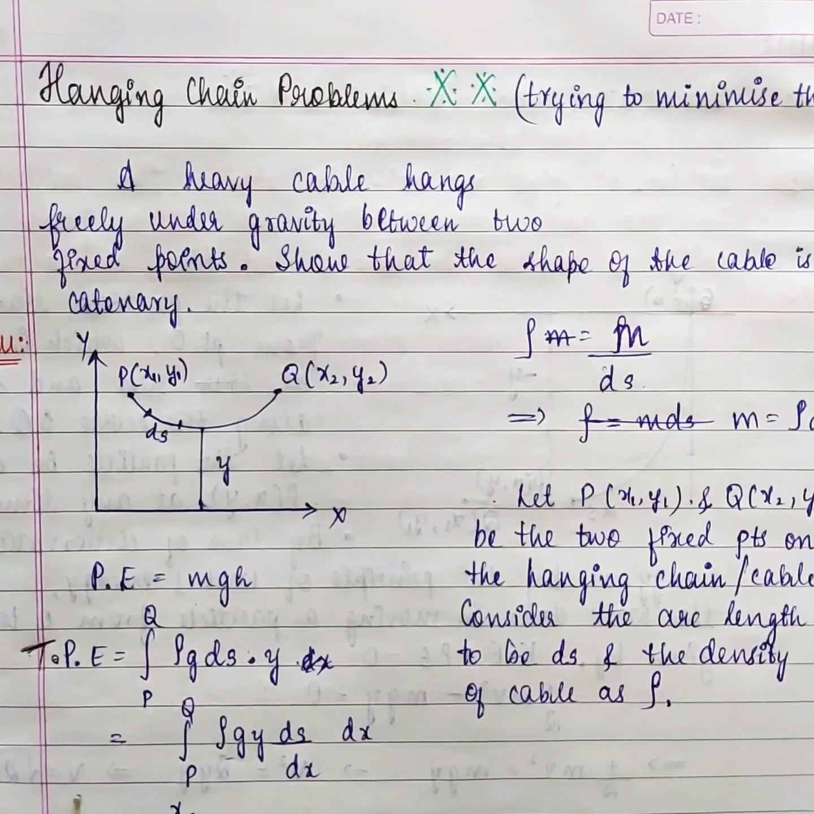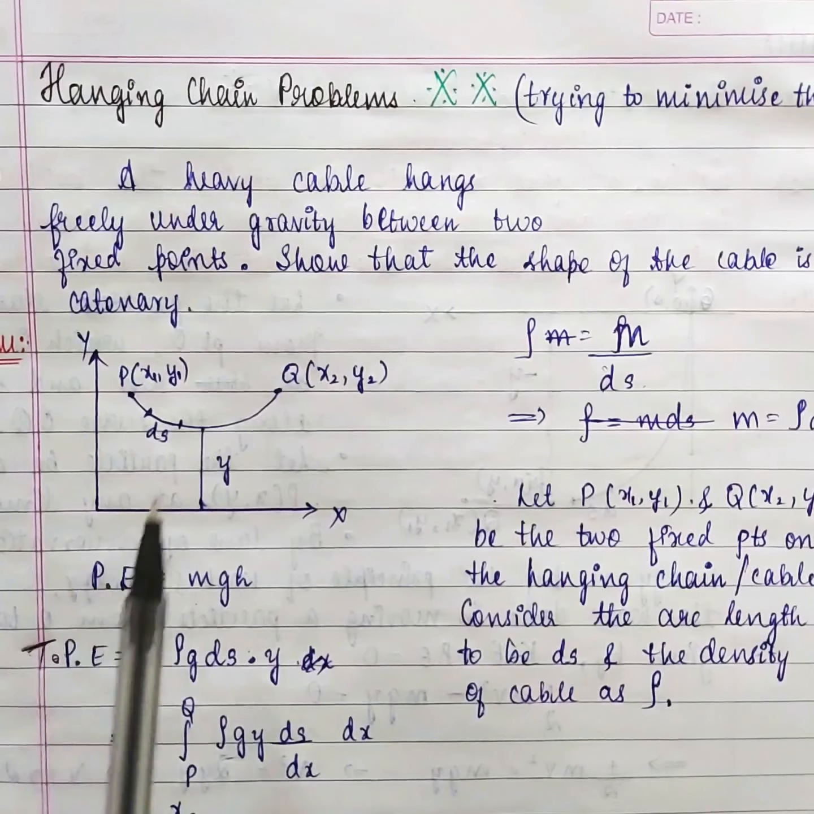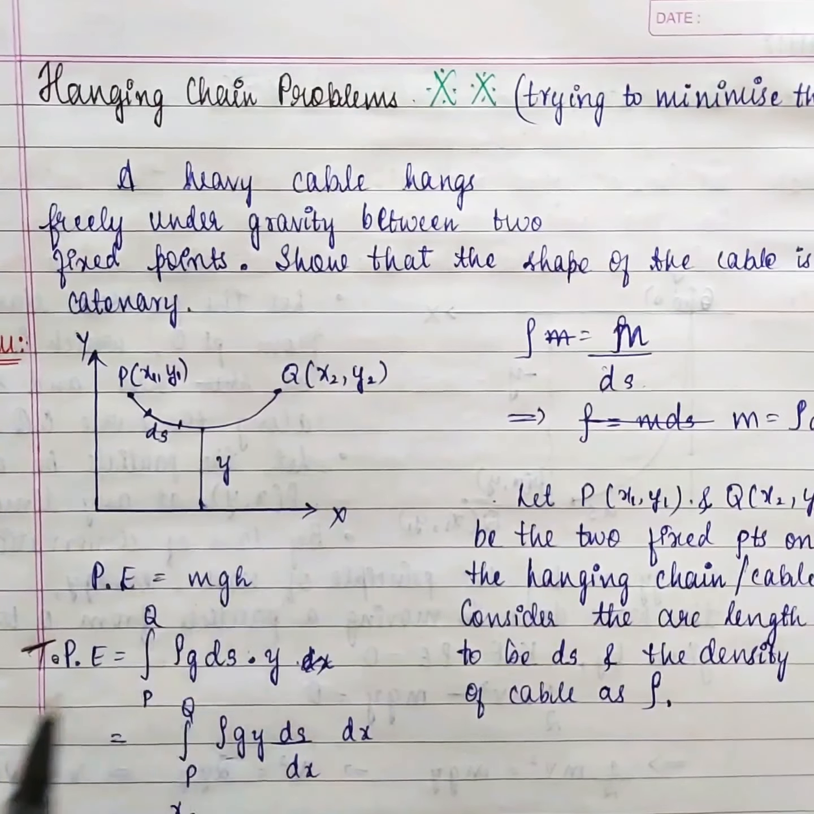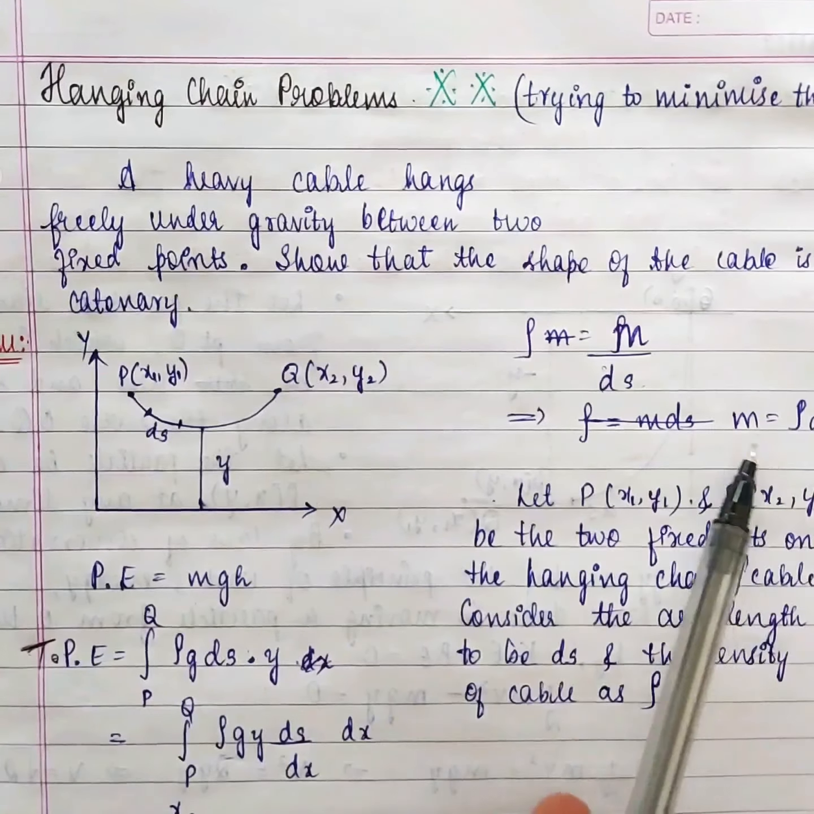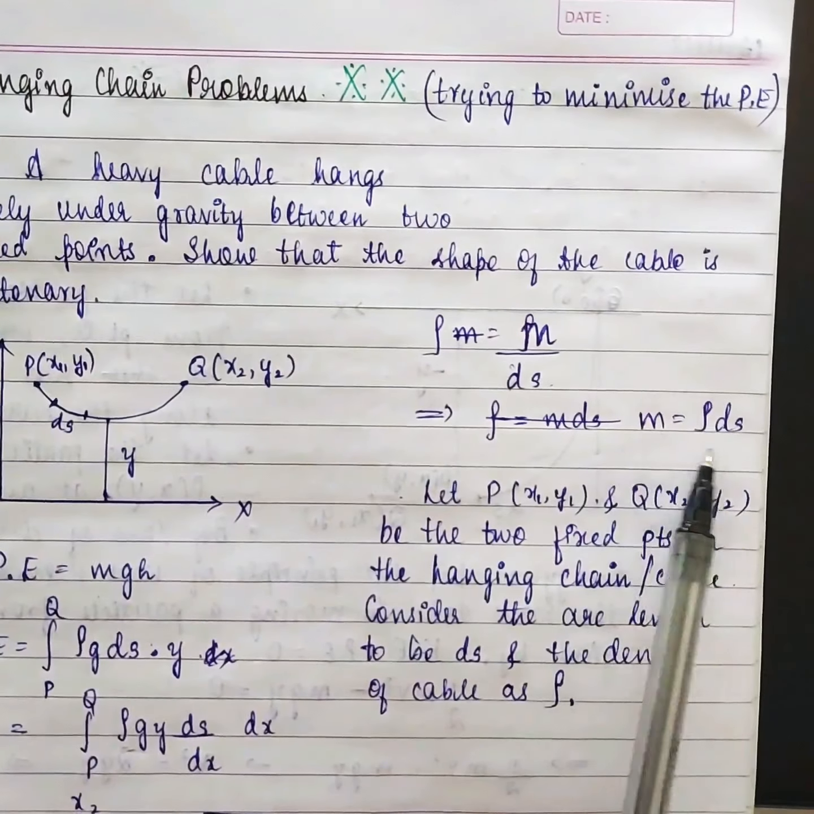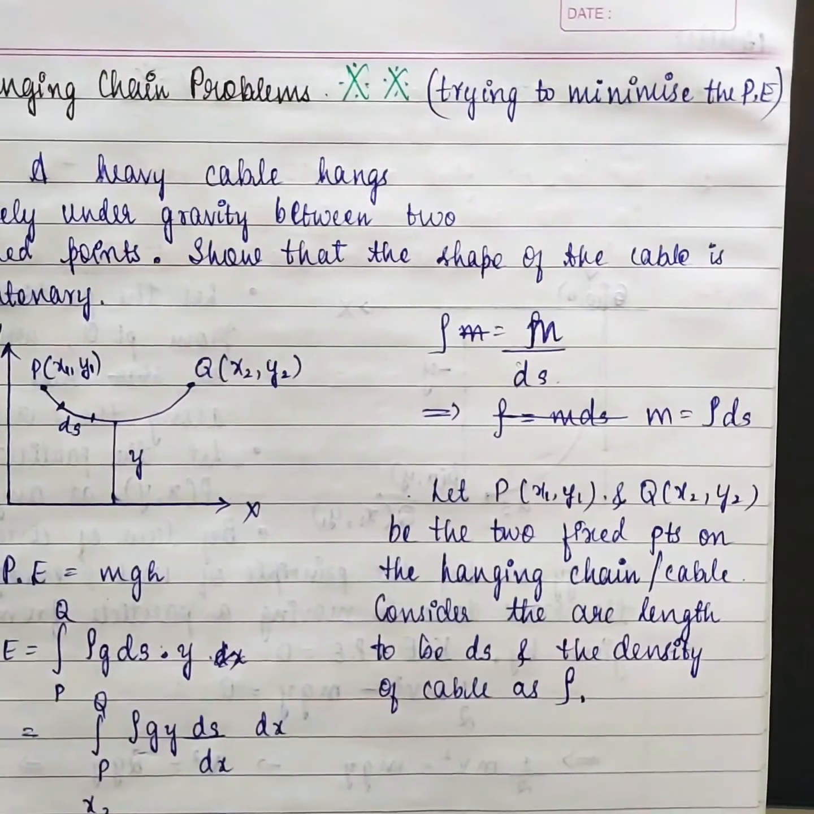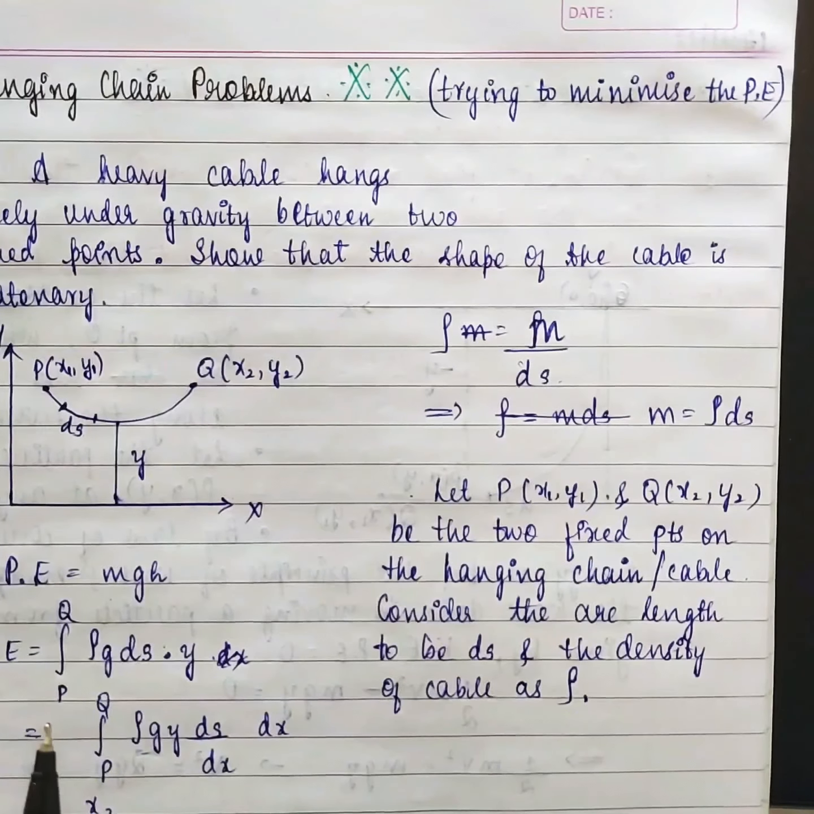Now we have to fix the functional I. This is nothing but the total potential energy of the cable. So for that, what are the things that we require? Let P and Q be 2 fixed points of the hanging cable. Let us consider an elementary arc length ds of the cable. Let rho be the density of the cable, so that rho ds is the mass of the element. So I have written m is equal to rho ds. G is the acceleration due to gravity.